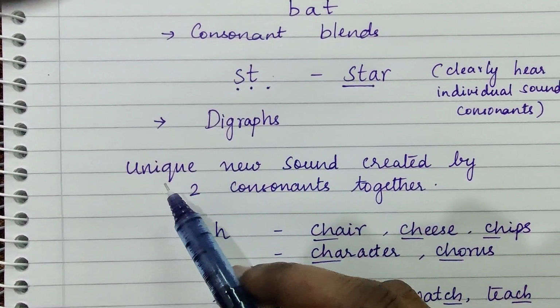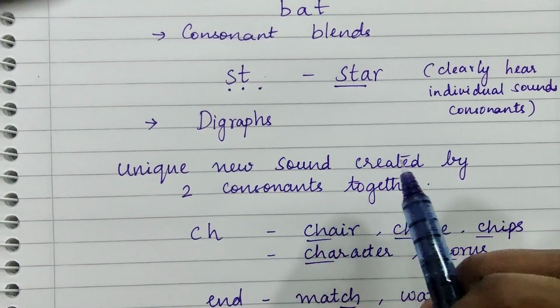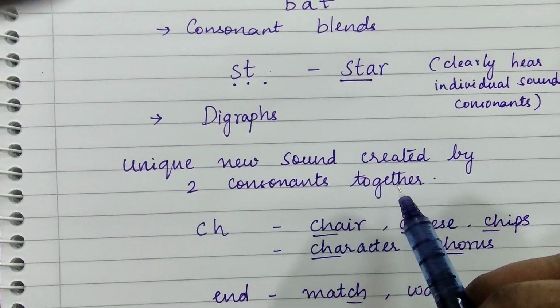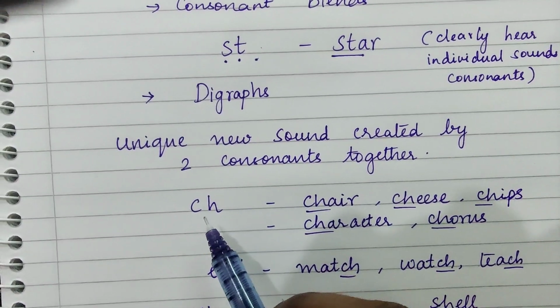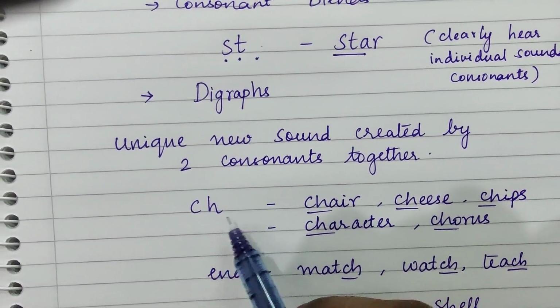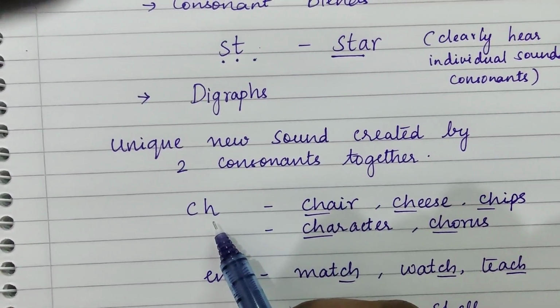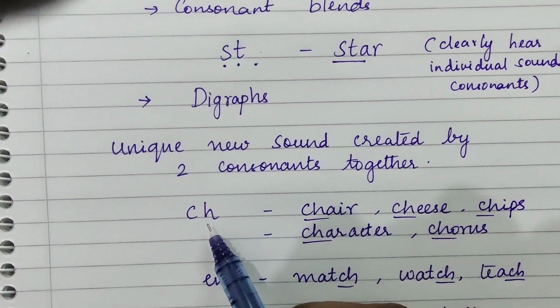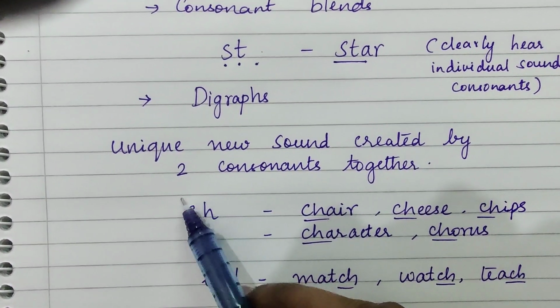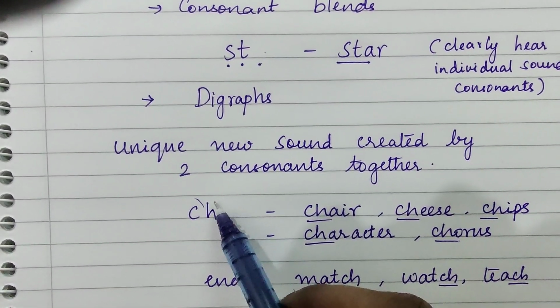So next comes digraphs. A digraph is a unique sound created by two consonants together. So this is a digraph: C and H together form the digraph ch. So here we do not hear the sound of C and H.